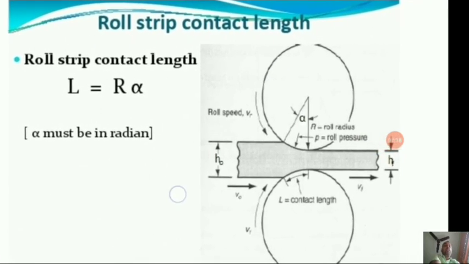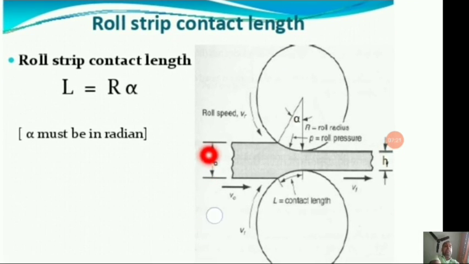Next, roll strip contact length. So this is the H0, this is the HF final height, you can see over here. This is the alpha, this is the bite angle, and R is the roll radius, P is the roll pressure, and this is the roll contact length, you can see over here. Now this V0 is the speed of this particular workpiece or strip, you can say, and VR is the rolling mill velocity.